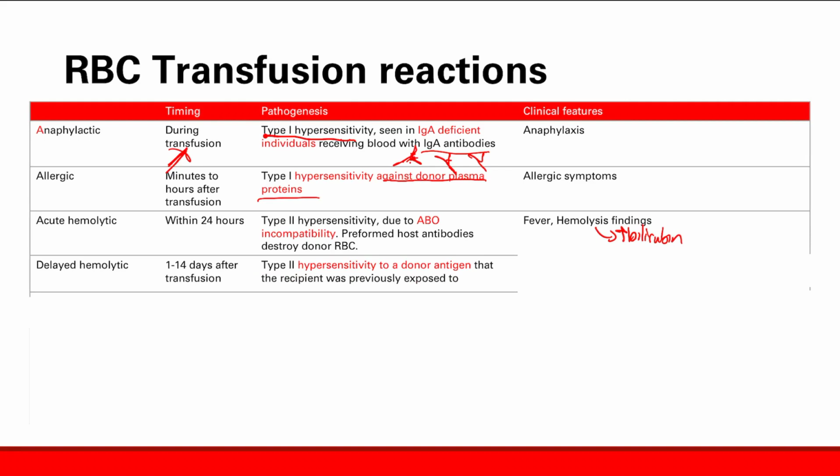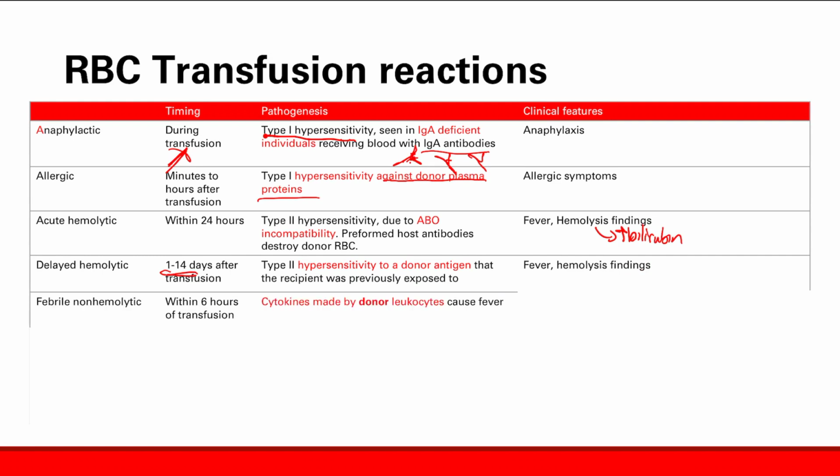Next is delayed hemolytic transfusion reaction. Delayed, so it's 1 to 14 days after the transfusion. And this is type 2 hypersensitivity, but it's against the donor antigen in the red blood cells that the patient was previously exposed to. Okay. You get the same thing, you get fever, you get hemolysis. It just happens a little bit later.